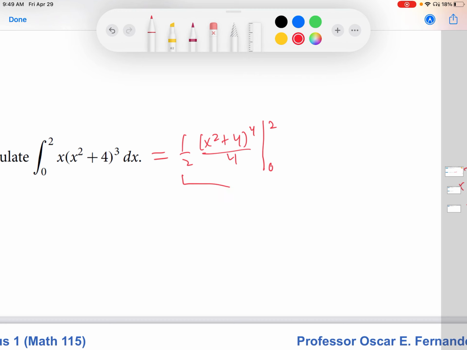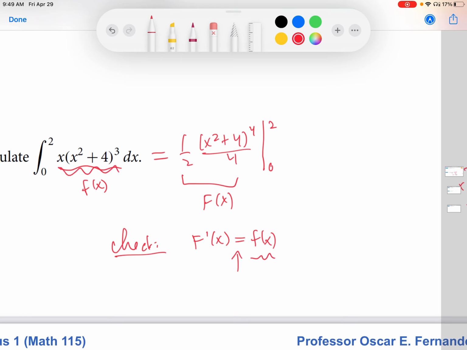In other words, this really is the antiderivative of this function. And again, we can check that. So how would we check that? Like we did before, we would differentiate capital F and verify that it equals the antiderivative little f of x. I won't do that here, but I'll leave that for you to check. And then now all that's left to do is the evaluation theorem step.